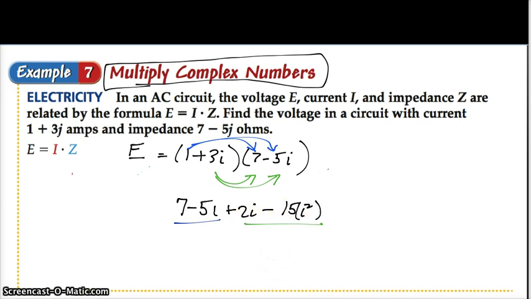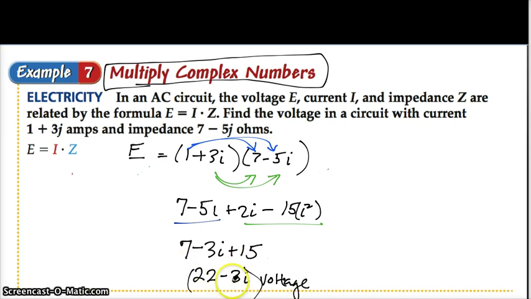So now we need to simplify those things. So 7 minus 5i plus 21i is a plus 16i. And this minus 15 times i squared, we know i squared is negative 1. So this is a minus 15 times a negative 1, which is actually a positive 15. We're going to join some like terms together. 15 plus 7 gives me 22, and my answer is 22 plus 16i. What did they tell us we were looking for? That's the voltage. And that's the end for us.